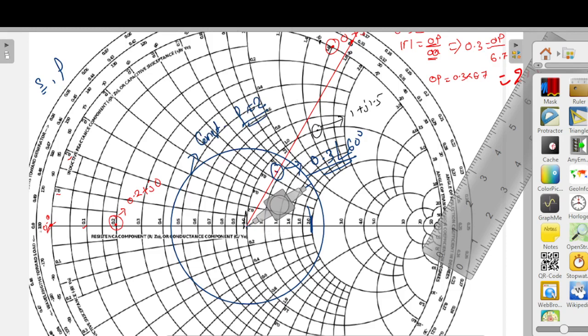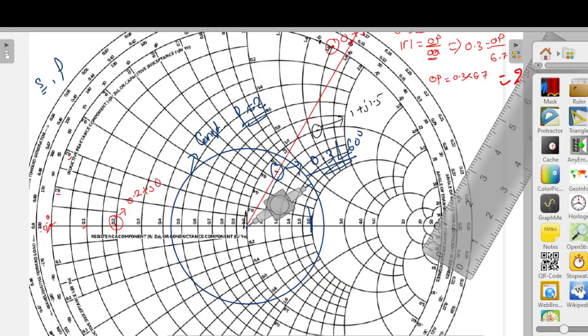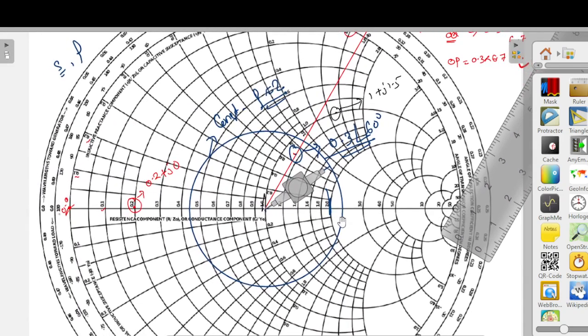Next question is asking what is the minimum resistance point on the VSWR circle for rho equals 2. So what is the minimum resistance point? Considering this is the constant VSWR circle, what will be the minimum resistance? See here, this circle crosses the resistance circles at two points, one here and another here. Which one is the minimum resistance circle? This one is obviously the minimum.